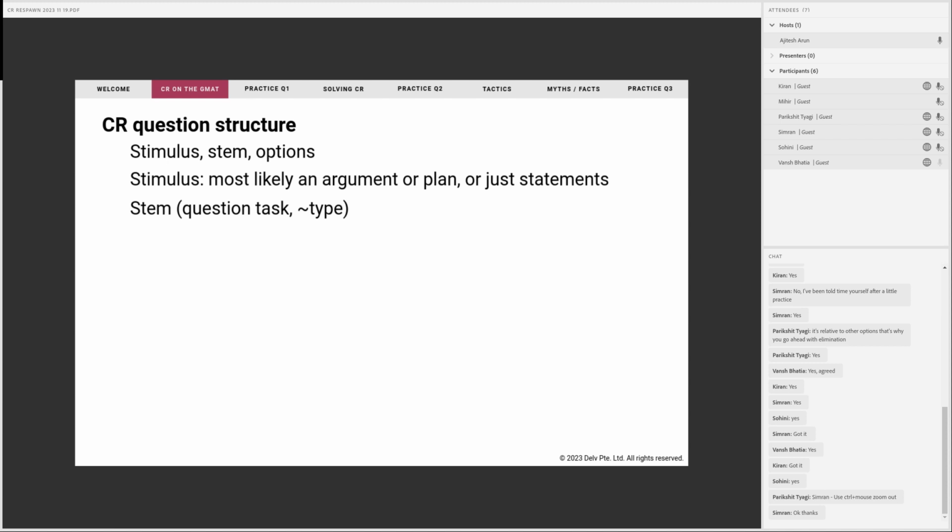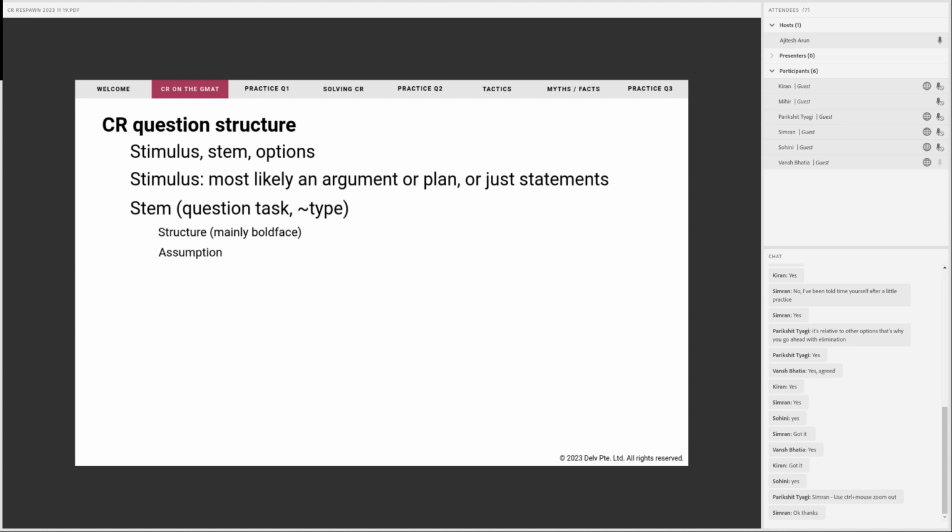Now, what are the major question types? You've got structure. Structure involves things like bold-faced questions. You could even say parallel reasoning over here, but mainly bold-faced questions. Now, don't worry about all these terms in case you've not seen them before. It's fine. We'll cover this in all our sessions.